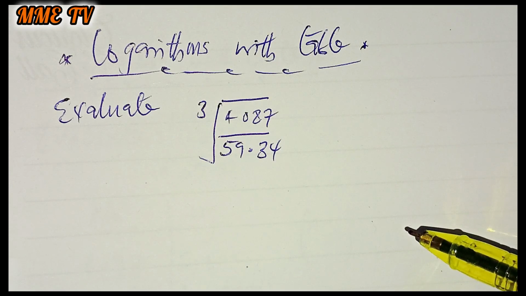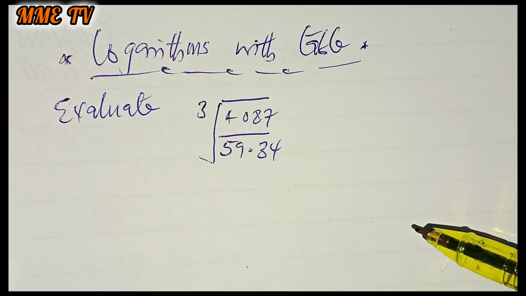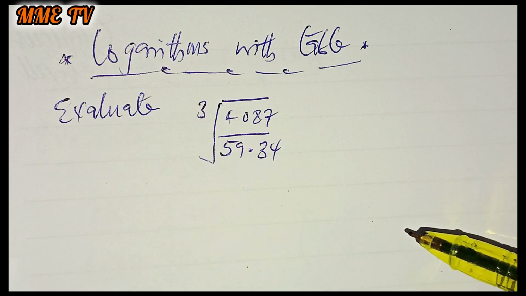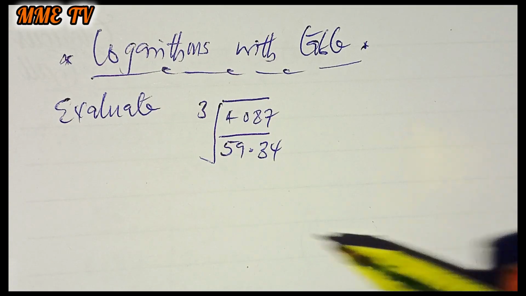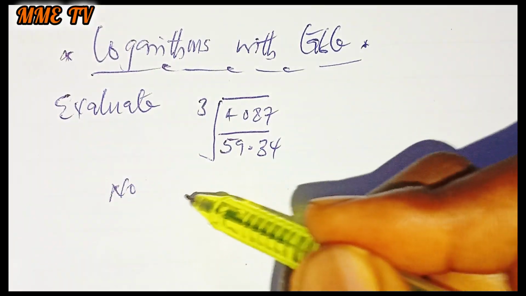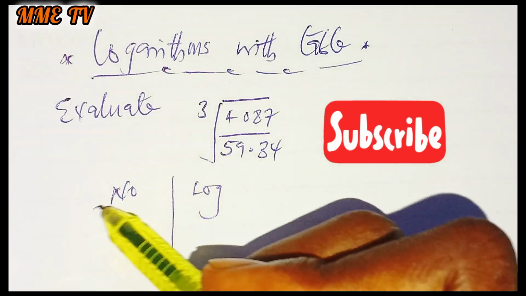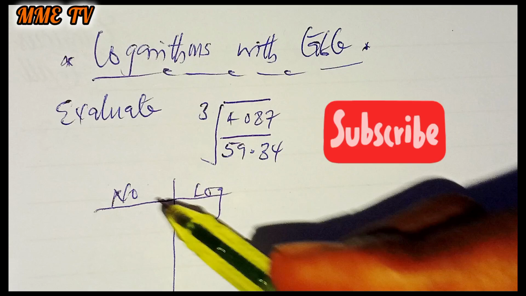Today we're going to be discussing a very special topic known as logarithm with tables. Supposing you're asked to evaluate the cube root of 4087 divided by 59.34, how are you going to do this? The first steps are you have number and you have logs. So the numbers and the logs, which is what you're going to find.